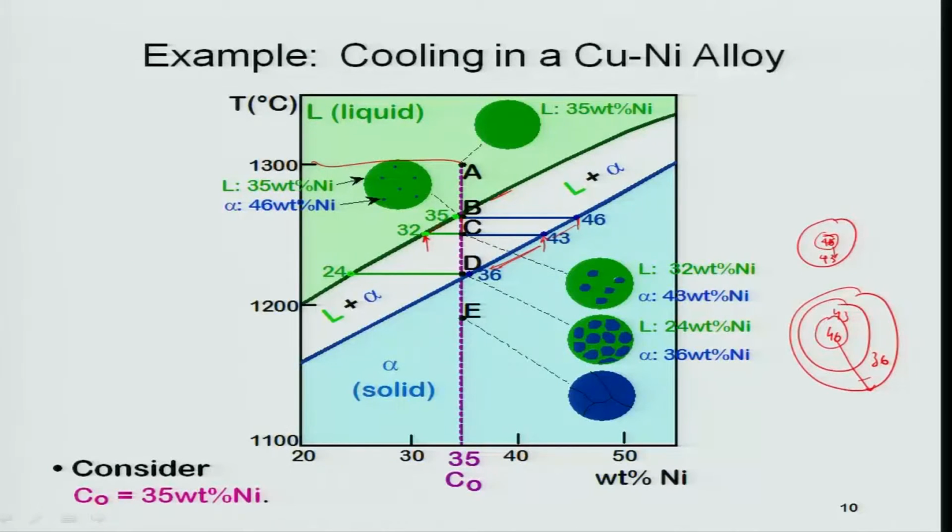So the average composition of the solid between B and C will fall between 46 and 43, and that must be lying somewhere between 43 and 46. 43 plus 46 is how much? Is 89, so 44.5. So 44.5, but the temperature is the same as this tie line. So that is why this point will be somewhere there, and if you do this for every tie line like that, you will get a curve like this, and this is what I have drawn.